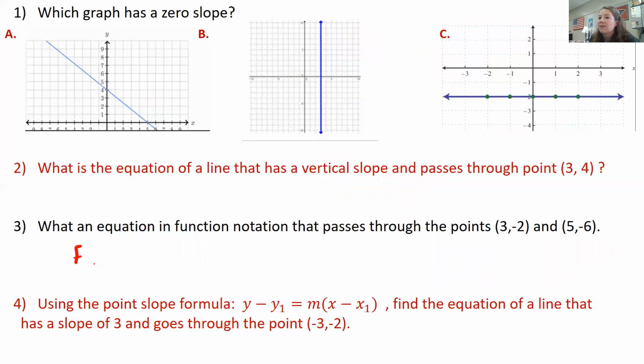So our slope is -2. So the function of X is equal to -2X. And now we don't know our plus B. We don't know our y-intercept. So now we could look down at number 4 and say, well, we could use our point slope formula. We could do that.